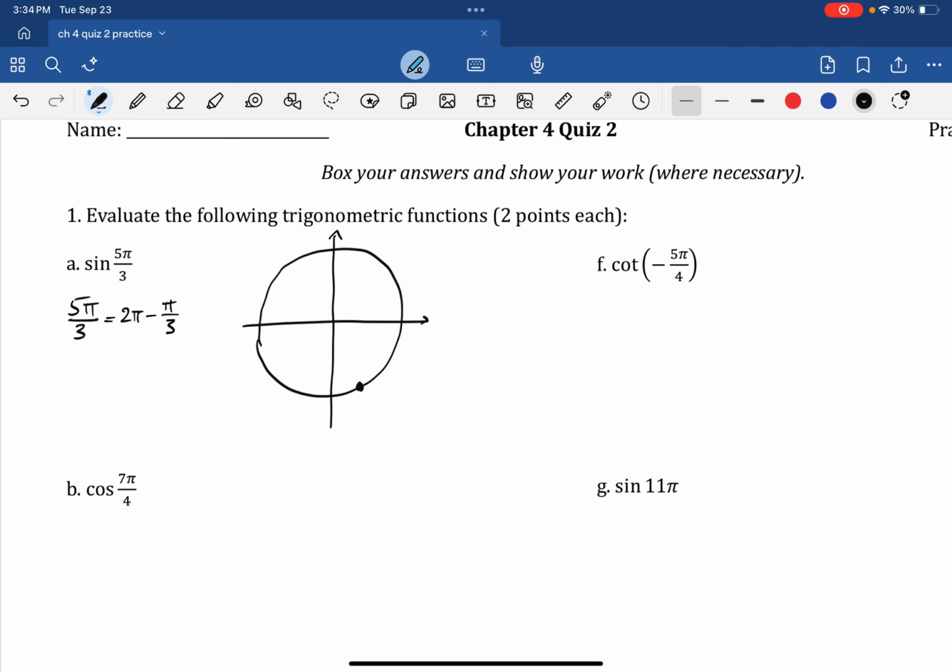And then the coordinates of this point, I know the x-coordinate is going to be 1/2, because it's a short one. The x-coordinate is shorter than the y-coordinate, and it's positive. That's kind of how I think about it personally. And then the y-coordinate is going to be negative, and it's going to be root 3 over 2. So negative root 3 over 2. And then sine of 5 pi over 3 is going to be the y-coordinate. So my answer is negative root 3 over 2.